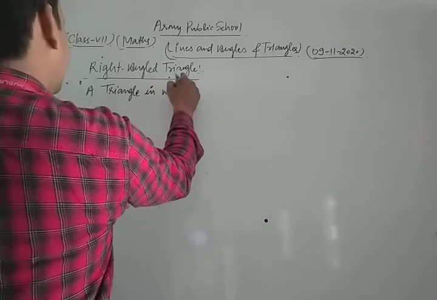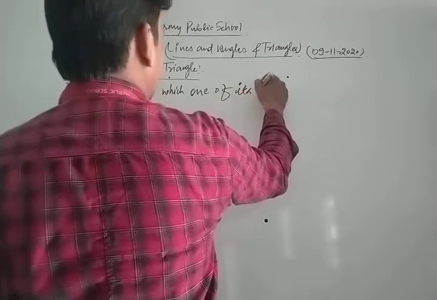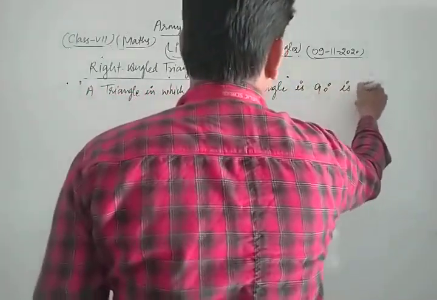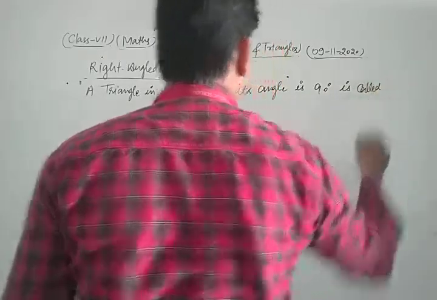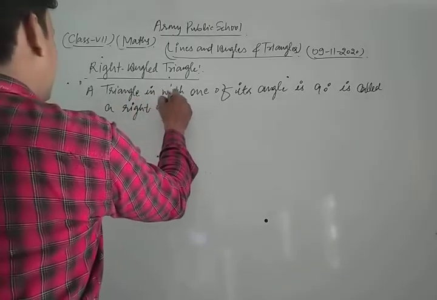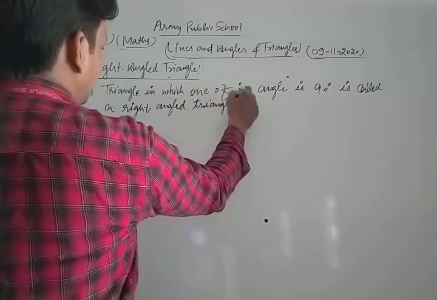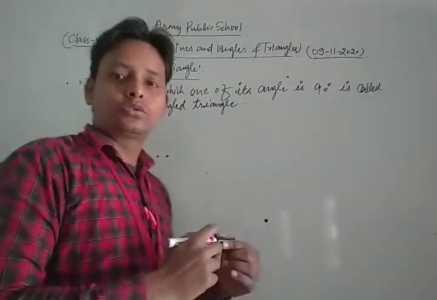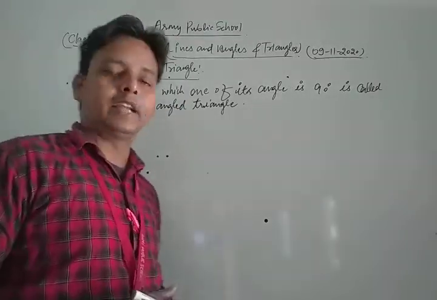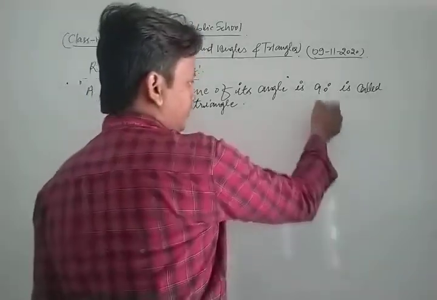A triangle in which one of its angles is 90 degrees is called a right angled triangle. Okay dear friends, so in this way we can say that a triangle in which one of its angles is 90 degrees is called what? A right angle triangle. Now let's see from the figure.